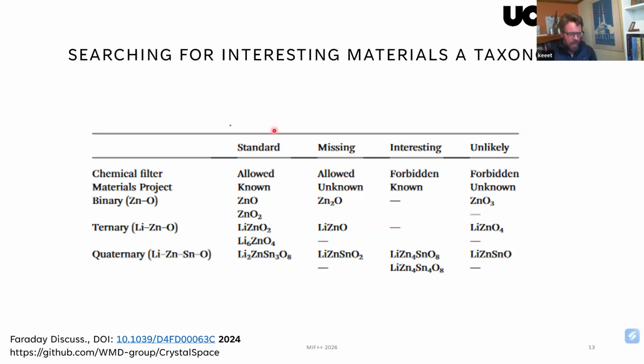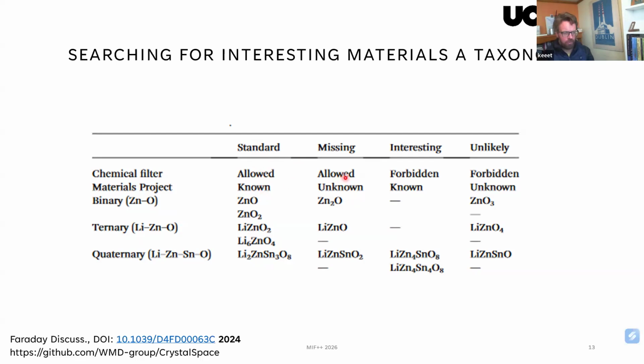So there's standard classes, and I need to explain here what allowed means. We have a chemical filter, based on another code that we have called SMACT, which looks at materials and checks whether their oxidation states and stoichiometries make sense and whether they're chemically sensible compositions. So standard materials are things that are allowed according to our SMACT criteria and are known.